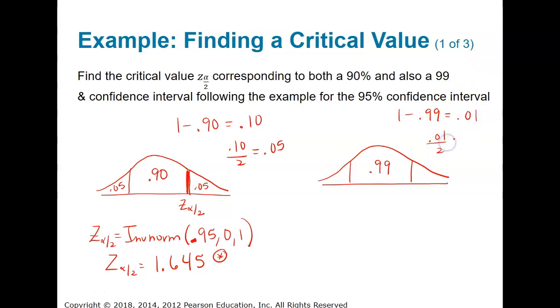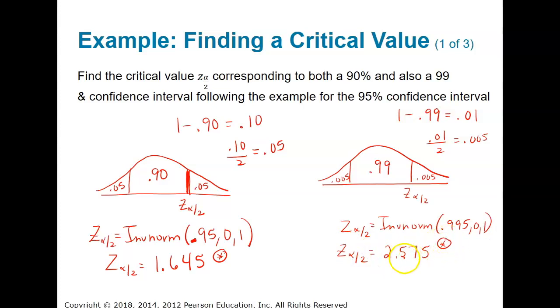So 0.01 divided by 2 is 0.005. So that's what's in each tail here. So z alpha over 2 is going to be the inverse norm of 0.995, 0, and 1. So the critical value there is going to be 2.575. So this is the second one that I would like for you to go to 3 decimal places on. So every other z value that you work with is going to be 2 decimal places except these two. These are the only 2 exceptions on that, but I do want you to use these 2 values here.